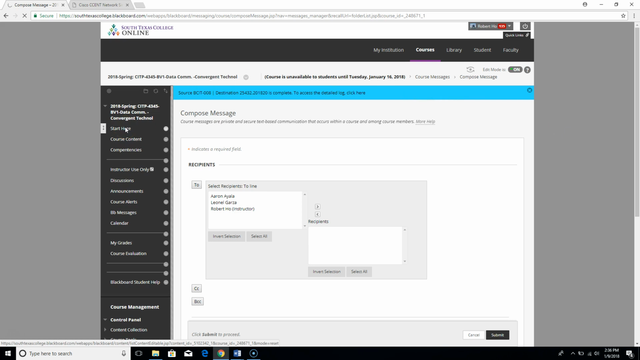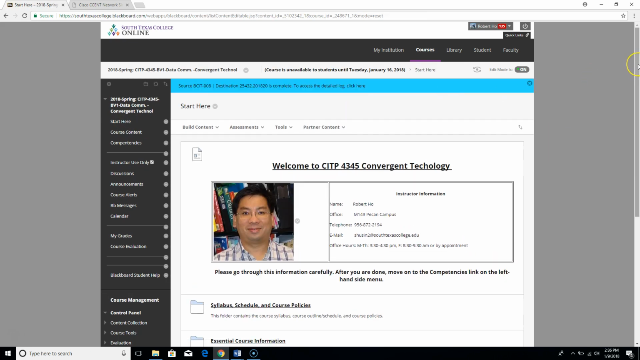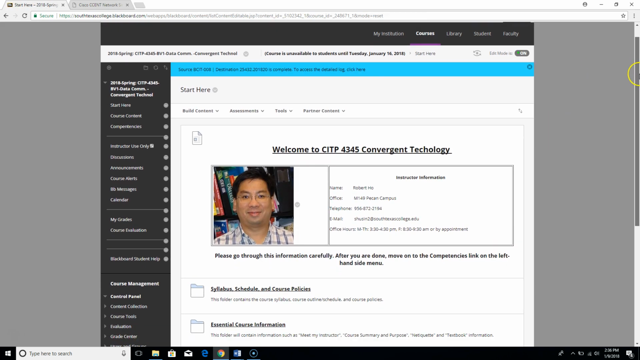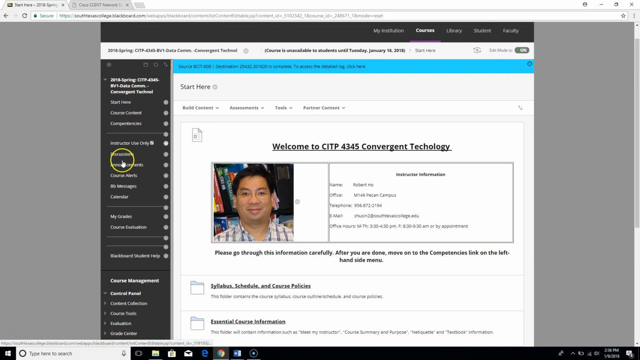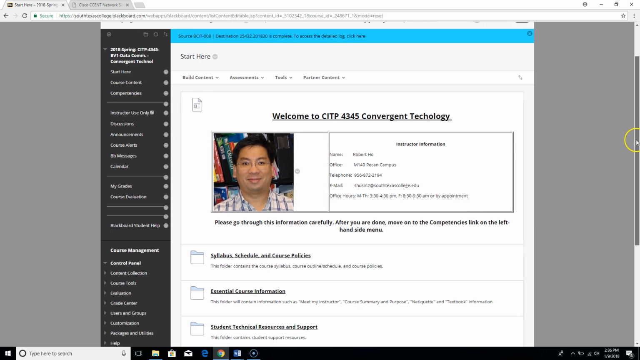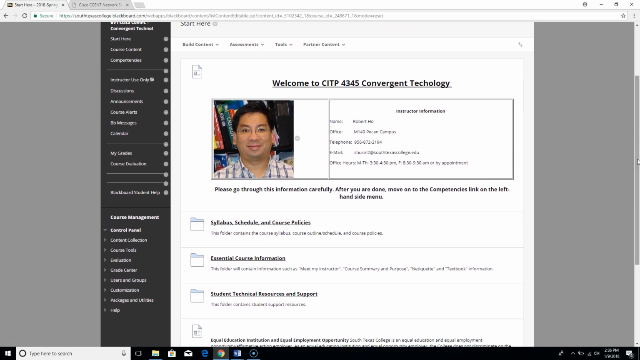So going back to here, as soon as you log into Blackboard, you will see all the icons on the left hand side. The first thing that you need to do is to click Start Here. Then you will see all of this information. We have a lot of information in this course, so please go through this information carefully, and after you are done, move on to the next competency links on the left hand side menu.